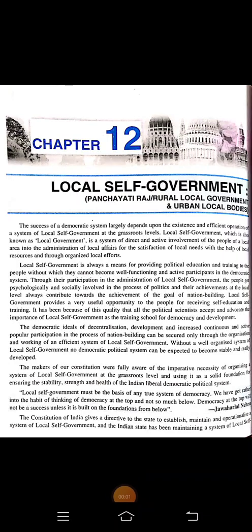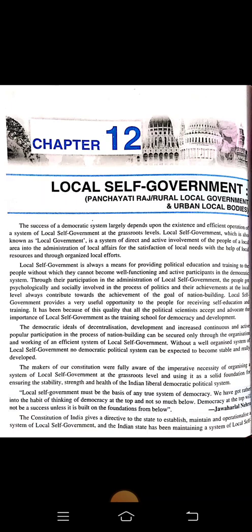Let's begin with chapter number 12 from your political science book of grade 12, and the name of the chapter is local self government. So, what is local self government? Local self government, also known as local government, is a system of direct or active involvement of the people of a local area in the administration of local affairs for the satisfaction of local needs with the help of the local resources and through organizing local efforts.